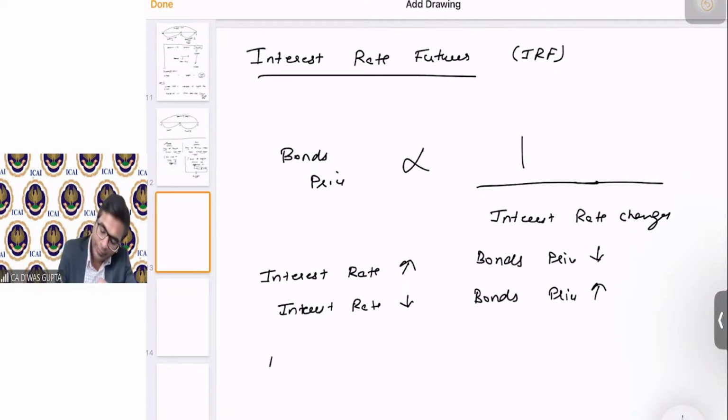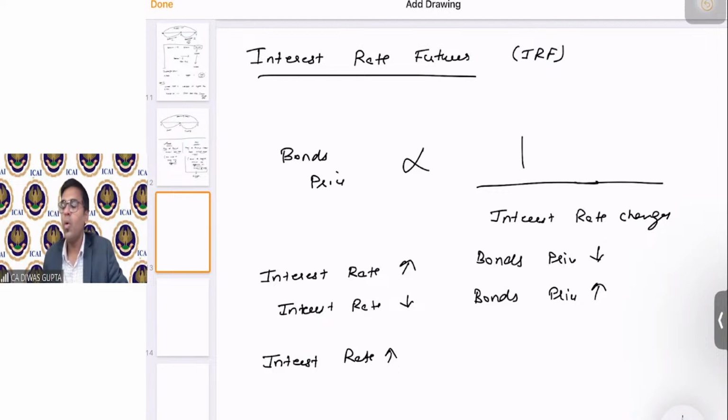How we can do that? If there is an expectation that the interest rate will go up, in that case, I have to devise a strategy by which I will gain, right? How will I gain? If the bonds price goes down, then I will gain, right? Because the moment interest rate goes up, the bonds price will go down. So what I have to do with bonds? In that case, I have to do a short selling of bond.